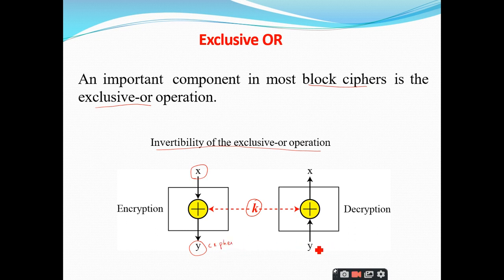And at the decryption end, when you take the same ciphertext Y, assume that the ciphertext has not been modified here in the communication channel. So you take the same ciphertext and the same key, exclusive OR this ciphertext with the key, and you will get the plain text as it is. So remember that the exclusive OR operation is itself invertible. There is no concept of non-invertibility for the exclusive OR operation. Is it clear?